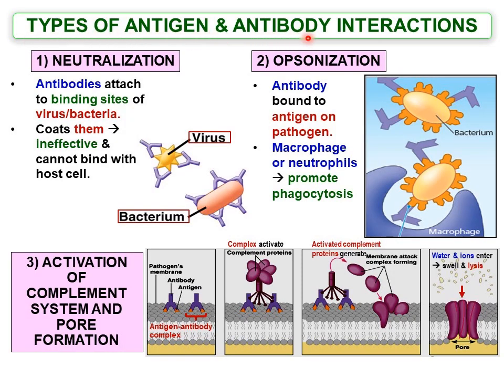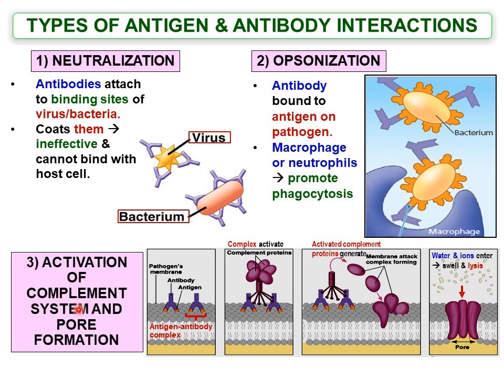There are 3 types of antigen-antibody interaction. Number 1, neutralization. Antibody attaches to the binding site of virus or bacteria. Antibody will coat them and make them ineffective so they cannot bind with host cell. Antigen-antibody complex is engulfed by macrophage. Second, opsonization. Antibody is bound to antigen on pathogen, and macrophage or neutrophils will promote phagocytosis.